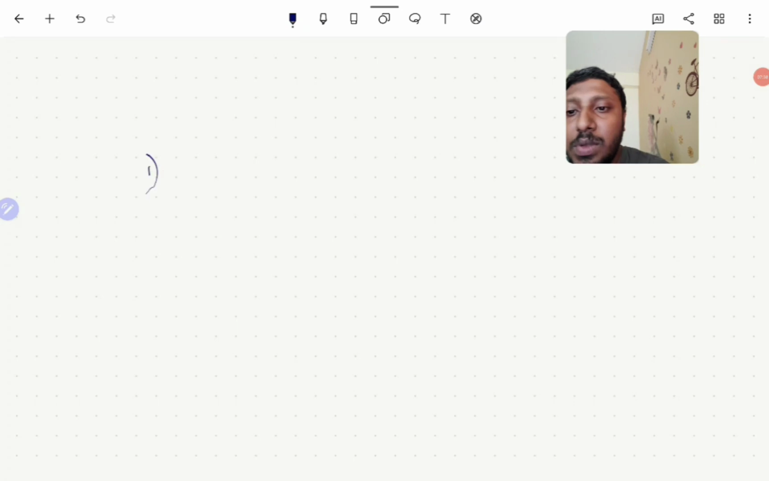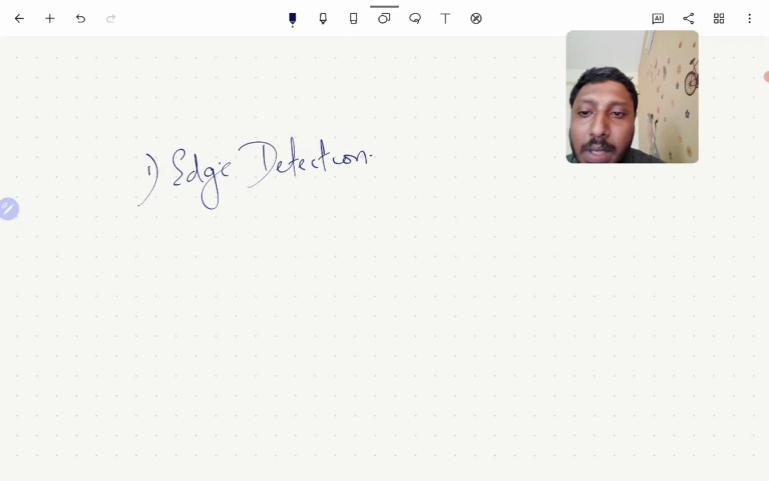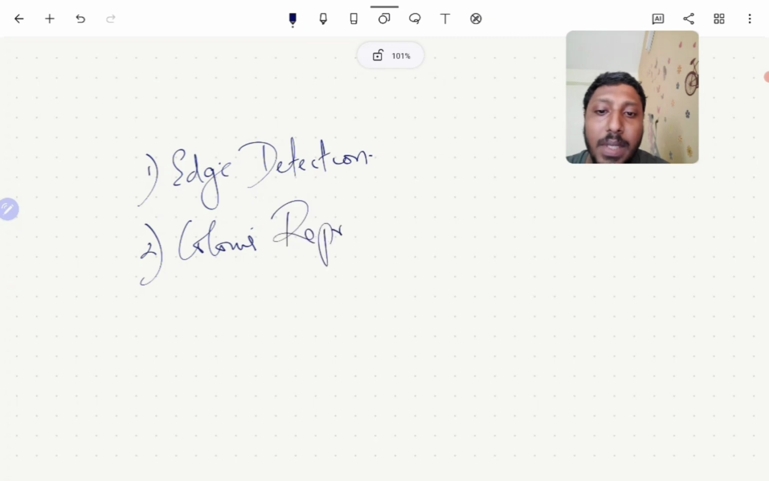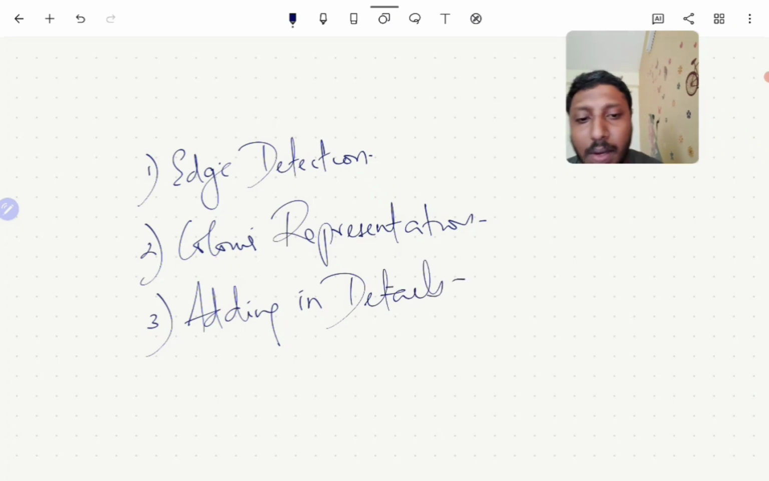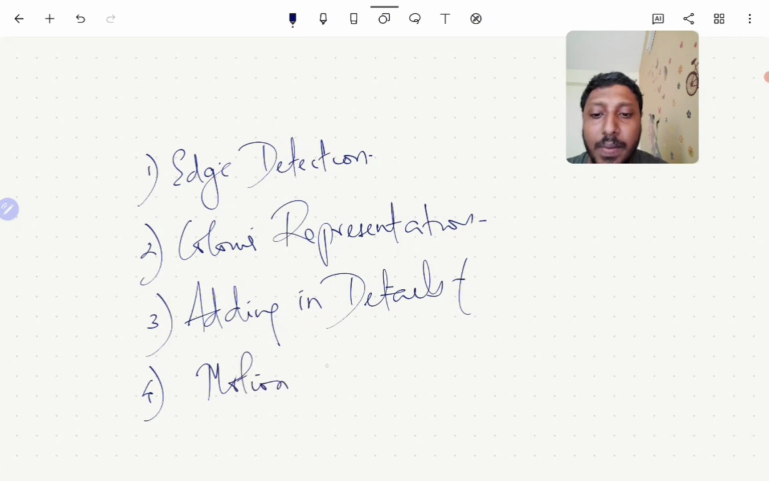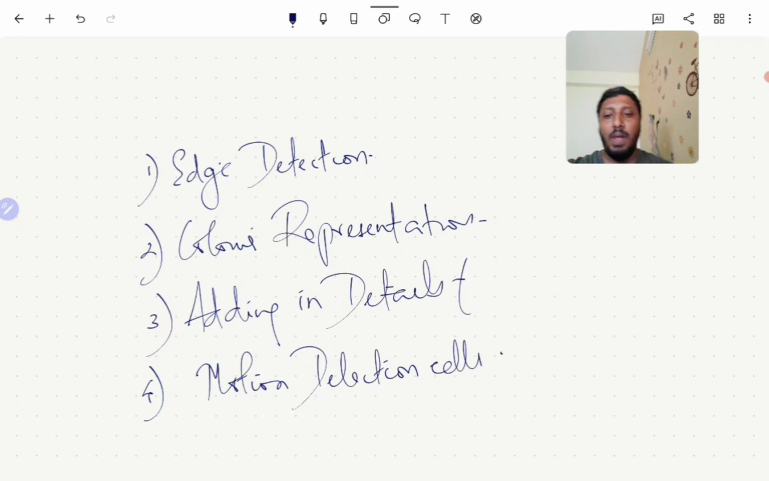We solve vision by edge detection, color representation, adding in the details, and then some real motion detection cells. So adding in the details is there. Okay, so this is how it is.